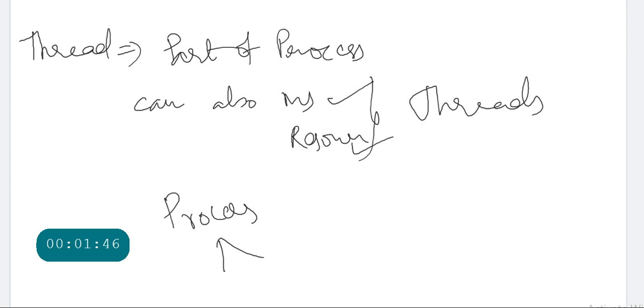A process can have multiple threads T1, T2 and T3. So all these threads have the same memory space and resources.